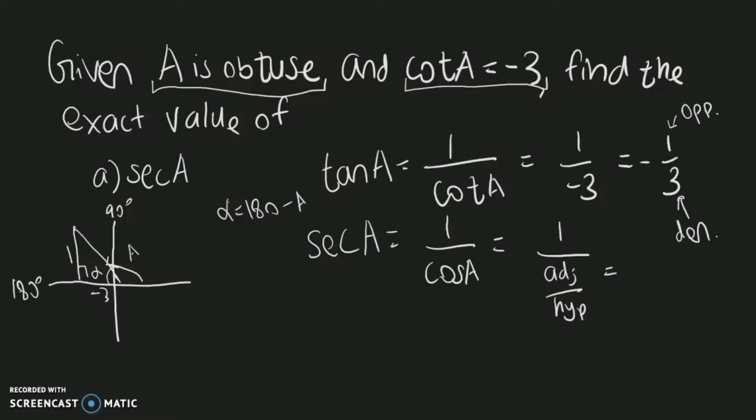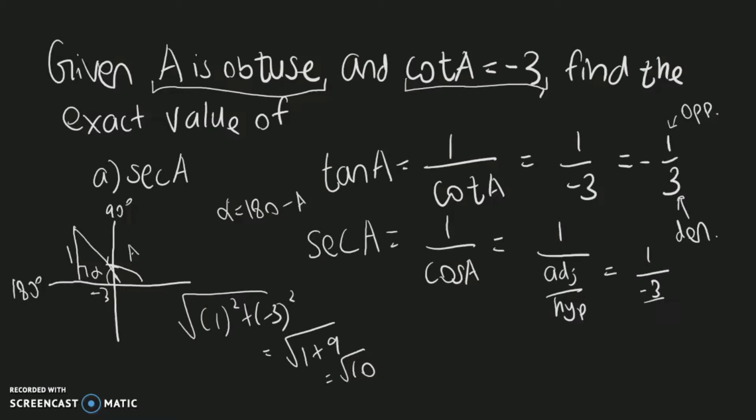We have the adjacent, which is minus 3, but to find the hypotenuse we have to use the Pythagoras theorem. That will be 1 squared plus minus 3 squared, which is 1 plus 9, which is the square root of 10. So the secant of A is 1 over minus 3 over the square root of 10, which is equal to minus square root 10 over 3 once you flip the fraction. So we have the secant A is equal to minus square root of 10 over 3 based on these two conditions.